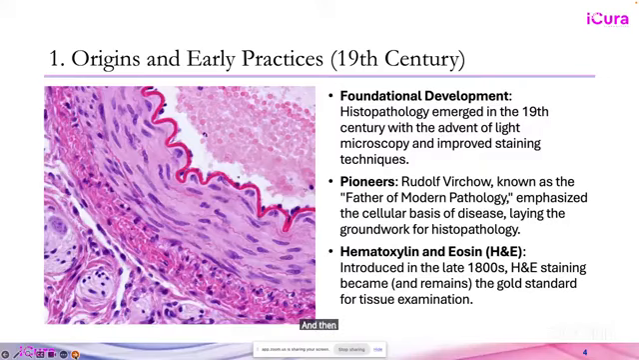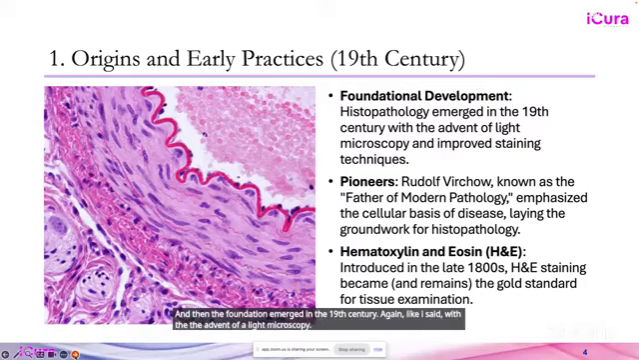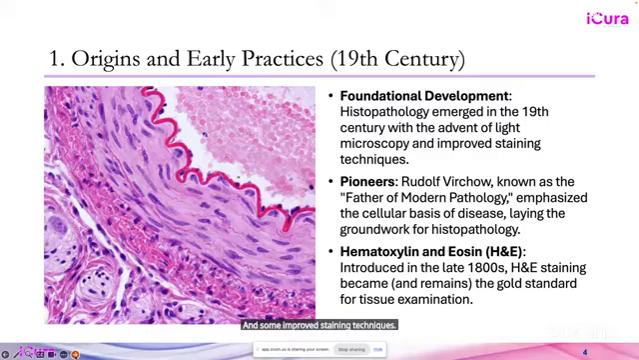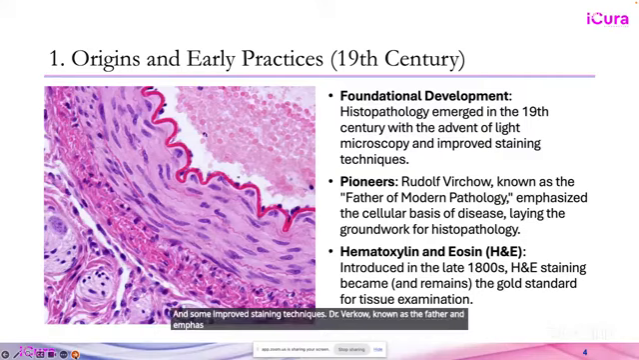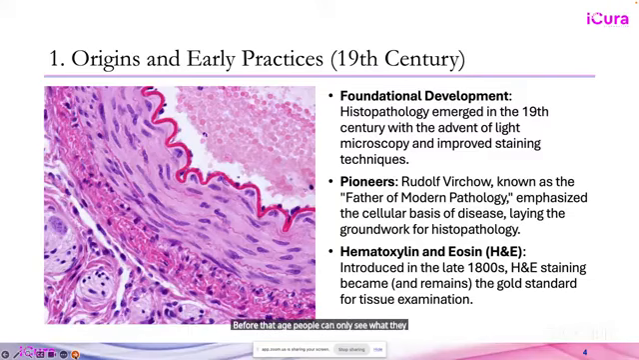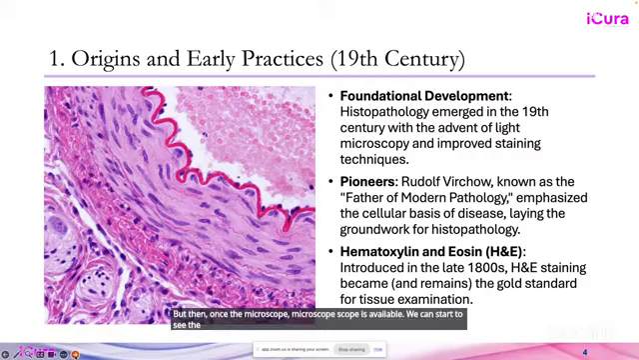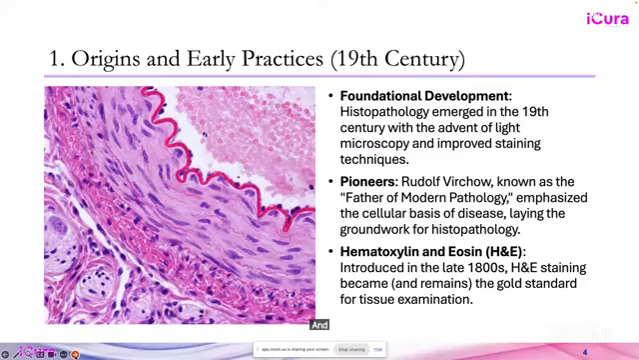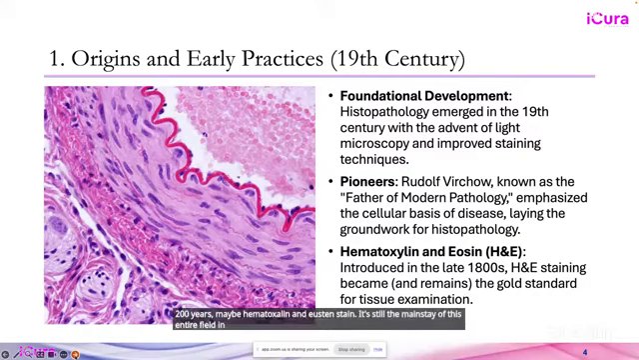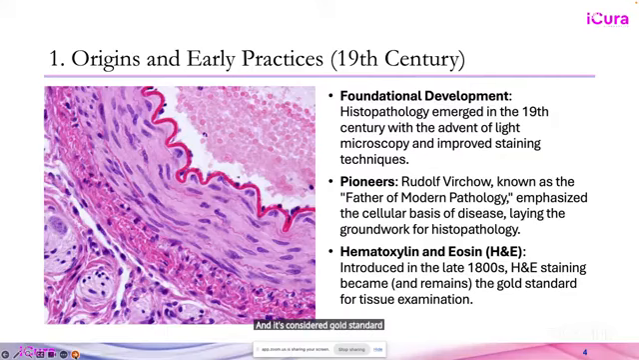The foundation emerged in the 19th century, like I said, with the advent of light microscopy and some improved staining techniques. Dr. Virchow, known as the father, emphasized the cellular basis of disease, meaning that before that age, people could only see what they could see with bare eyes. But once the microscope became available, we could start to see the tissue at the cellular level. And from then on, believe it or not, until today, more than 100 years, 200 years maybe, hematoxylin and eosin stain is still the mainstay of this entire field of histopathology. It's considered the gold standard for tissue examination.